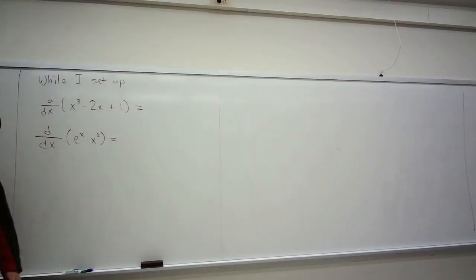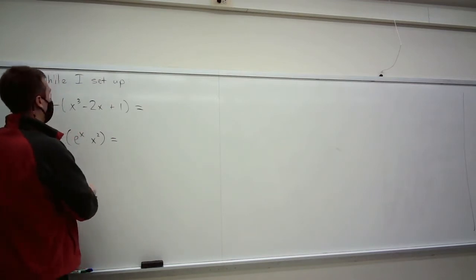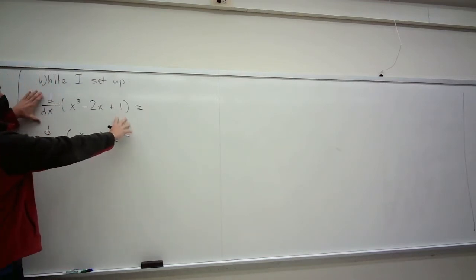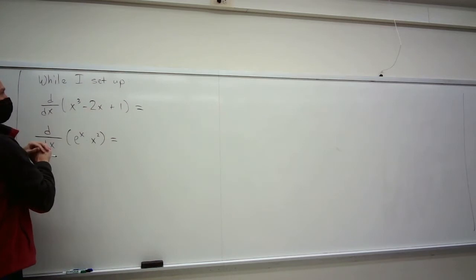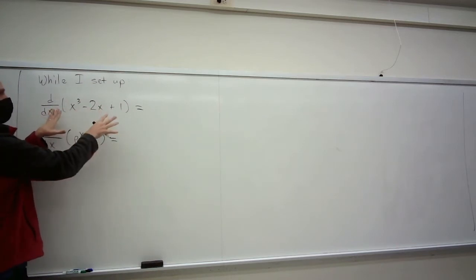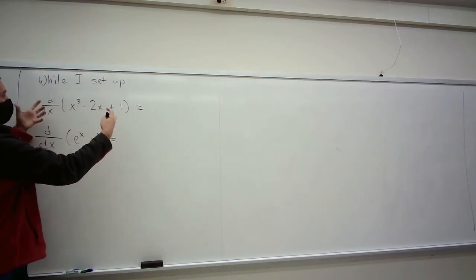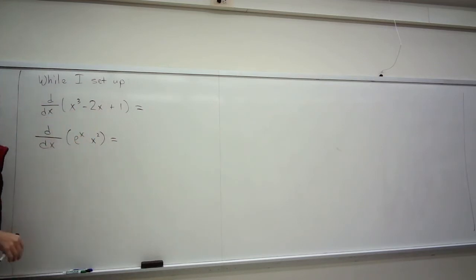Sorry for the quick review, but I just wanted to get your calculus gears rolling. If you see a sum of things or a difference of things, to take its derivative, you take derivatives of each individual piece and then just add or subtract them back together.